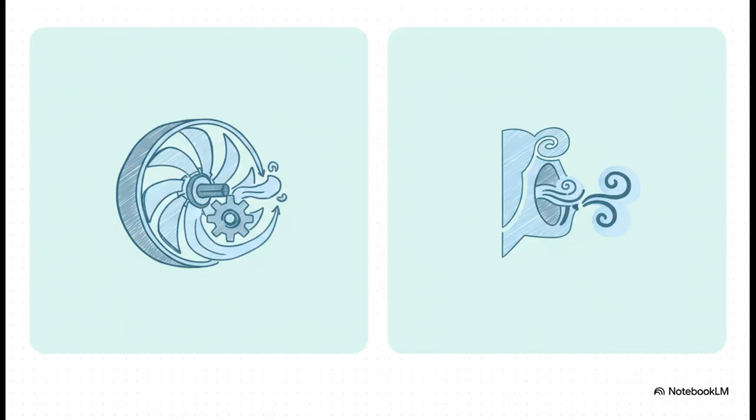And it's not a one-size-fits-all kind of thing either. Engineers have different ways to calculate this score depending on what they're looking at. If you're grading something active that does work, like a turbine, you use one method. If you're grading something passive, like a nozzle, you use another. Choosing the right scorecard is absolutely key.